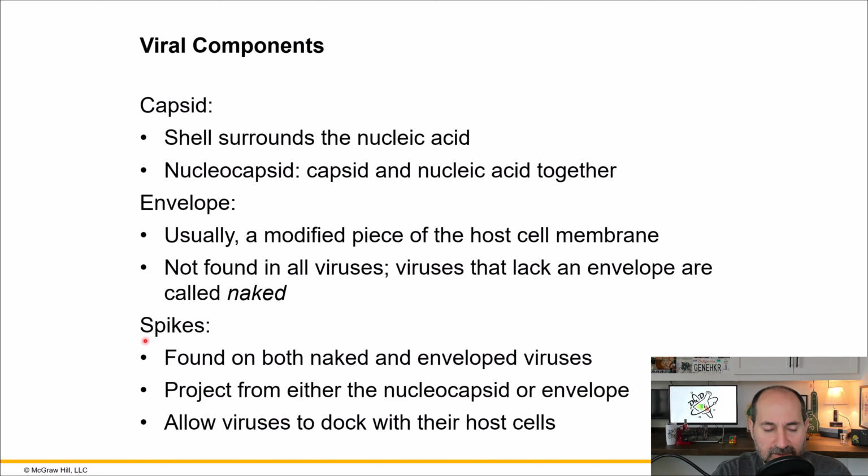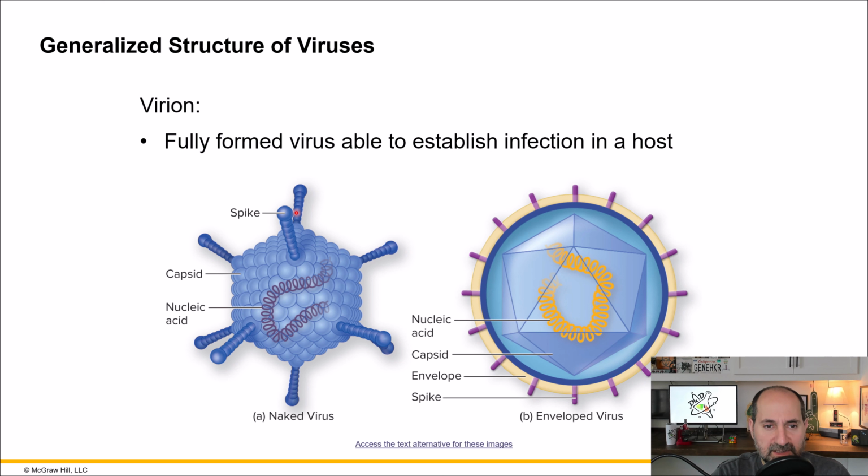Then viruses also have spike proteins on their surface, be it naked viruses or enveloped viruses. These spike proteins allow viruses to dock specifically to receptors on the host cells. So here you can see the spike proteins on top of a naked nucleocapsid. Here you can see the spike proteins on the envelope, on the surface of an enveloped virus. And the term virion refers to a fully formed virus.